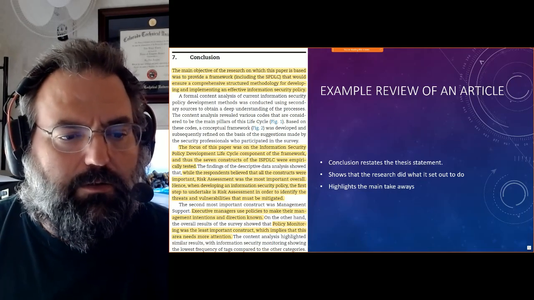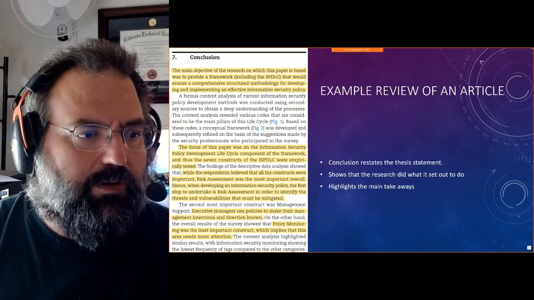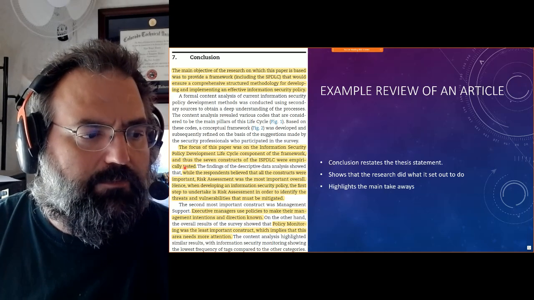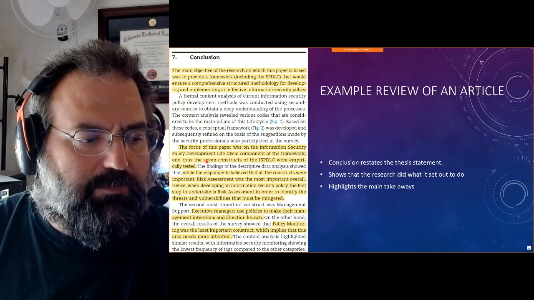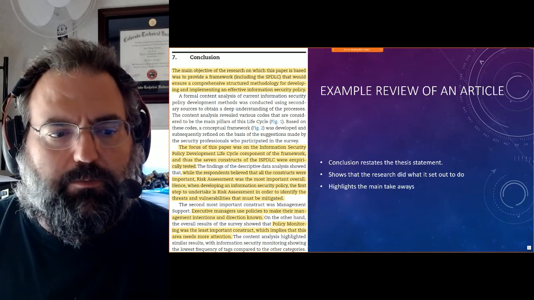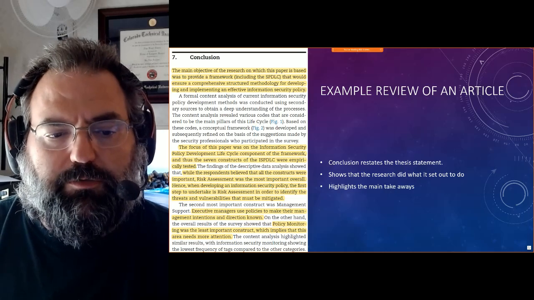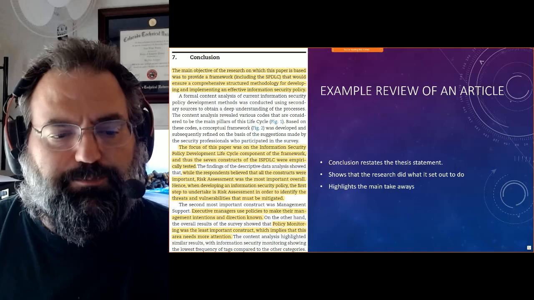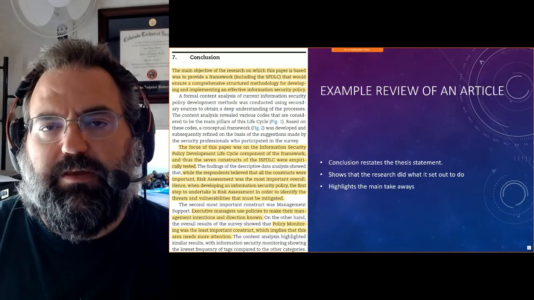You take a look at the conclusion, see that it does reinforce the restatement of the thesis statement with some additional color. And also it's outlining the results of their research as well. But the conclusion should definitely restate the thesis statement. It shows what was done and also gives some key takeaways.